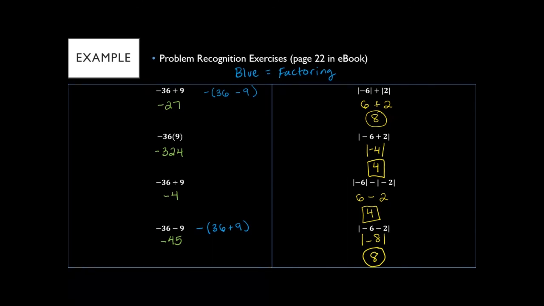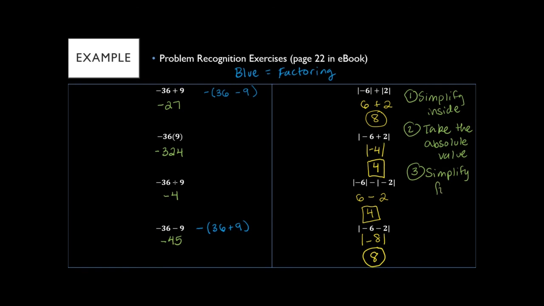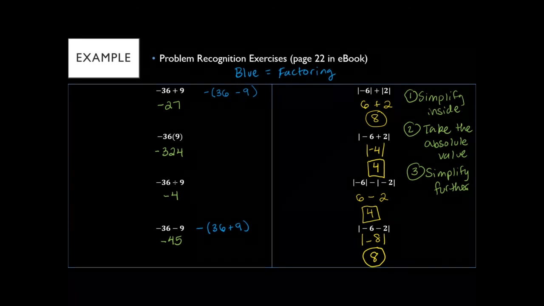So what's important with these absolute value problems is the order that you do things. You simplify inside them first, then you take the absolute value, and then you continue simplifying afterwards. So you have to go in that order, and that's a good thing to write down in your notes. So simplify inside, then take the absolute value, and then simplify further. So those are basically the 3 steps that you do whenever you work with absolute values.